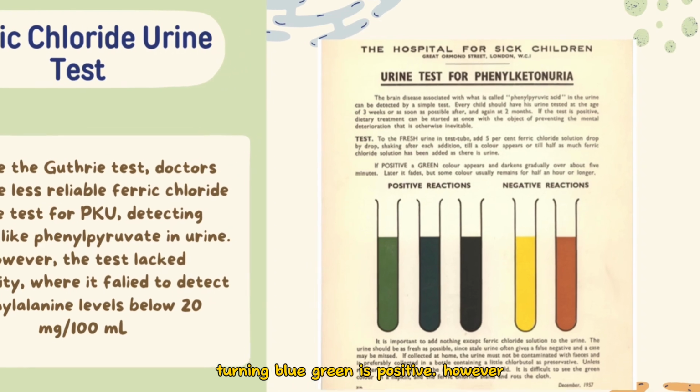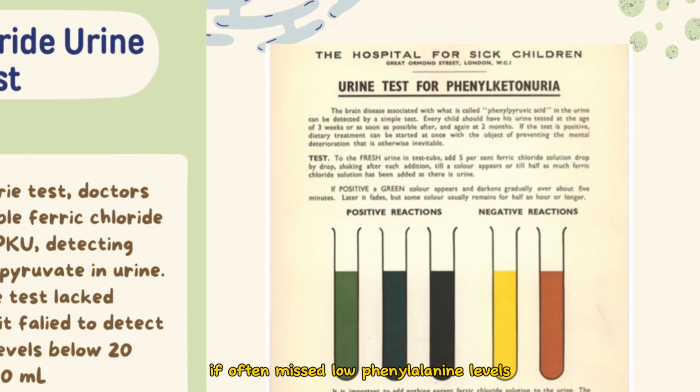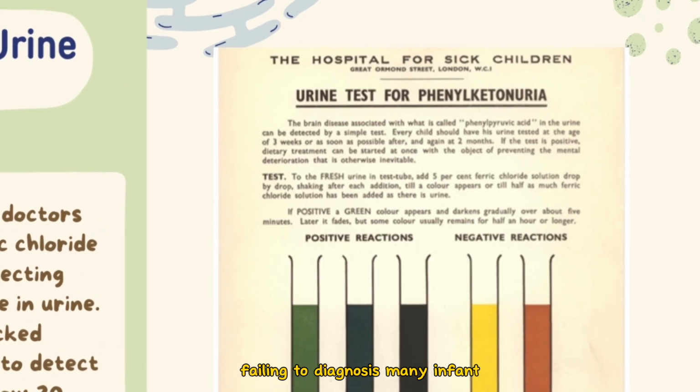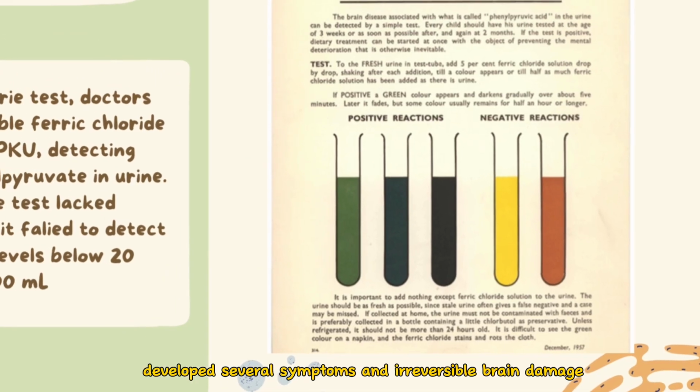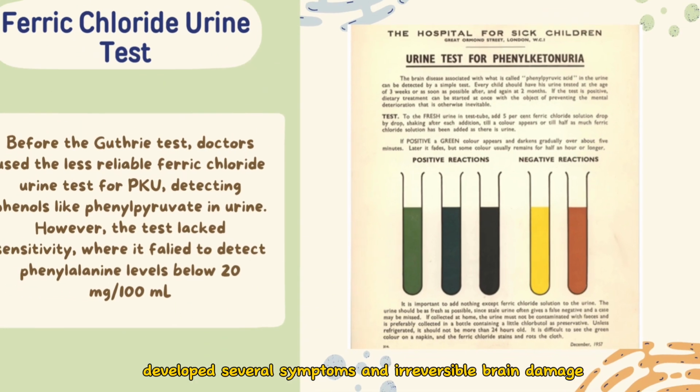Turning blue-green is positive; however, it often means a low phenylalanine level, failing to diagnose many infants in the first 6 to 8 weeks. As a result, undiagnosed infants develop severe symptoms and irreversible brain damage.